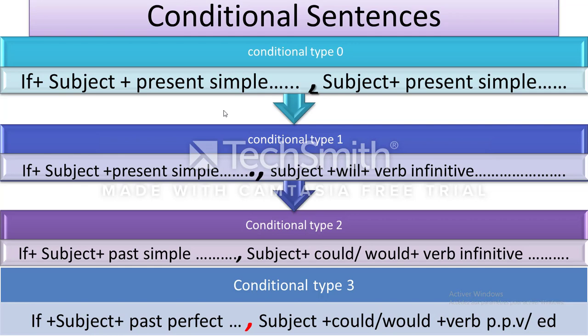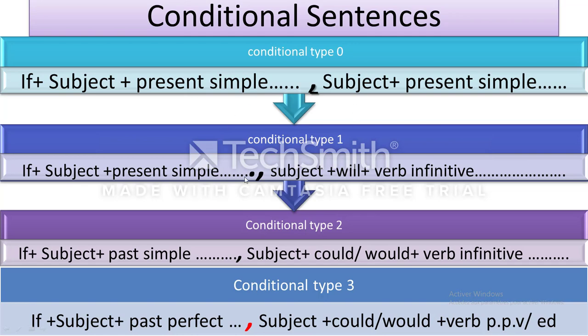Okay, so these are all of the types. Conditional sentences, we can also say if clauses. So here we have conditional type 0. The structure: if plus subject plus present simple, comma, subject plus present simple. The comma here is obligatory and necessary for the conditional types. Remember, we have if plus present simple plus present simple.